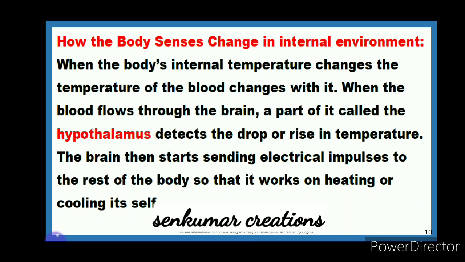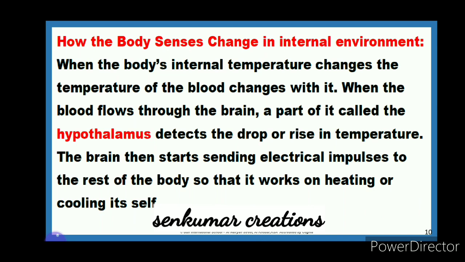So when the internal temperature changes, the temperature of the blood changes with it. So the temperature of the blood also changes first. When the blood flows through the brain, to the part of the brain called the hypothalamus, it detects the drop or rise in temperature.